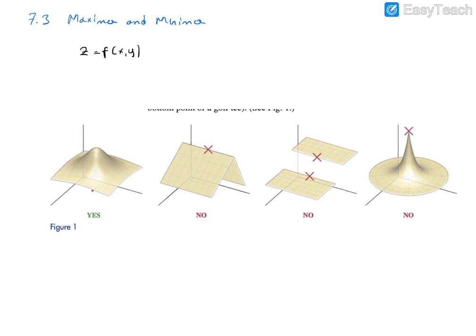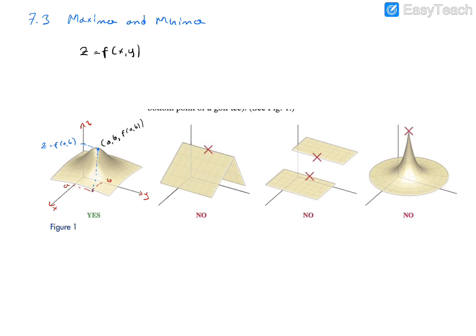Here, a, b is this point, for example. This is the x-axis, this is the y-axis, this is the z-axis. So this point is a, this point is b, and this point is z, which is f of a, b. So this is a local maximum value. This is the point a, b, and z, where z is f of a, b.